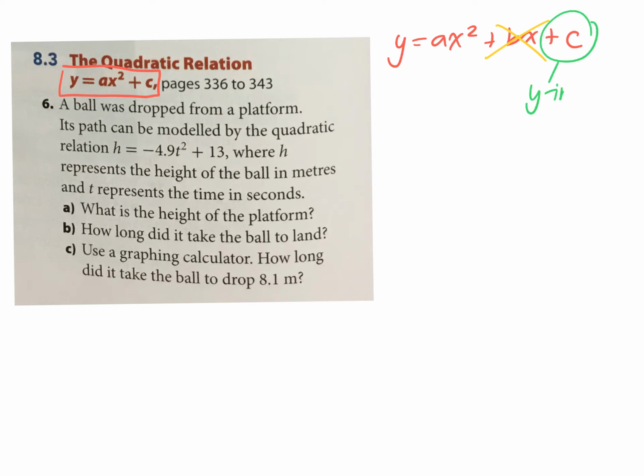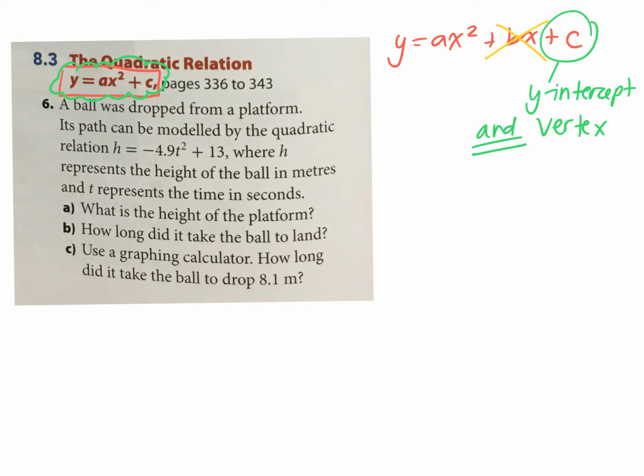It tells you the y-intercept and what else? When it's in this form, it also tells you the vertex. Remember we looked at examples on Desmos? If it's in the form ax squared plus c, c is the y-intercept and the vertex. When it's in standard form, c is just the y-intercept, okay? So let's read the first question.